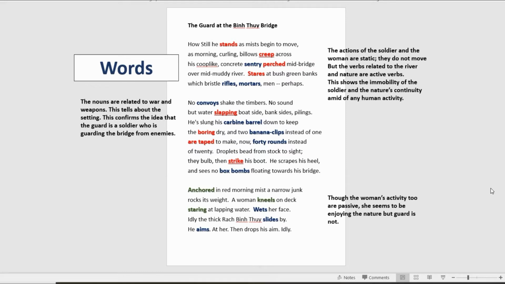We consider the nouns that stand out like sentry, rifle, mortars, convoys, carbine barrel, 40 rounds, etc. Most of them are related to war and military. Those words hint that the poem is connected to war and they sharply stand out from the nature words in the poem. It suggests the effect of war over the man rather than the effect of nature on him. By looking at the words, you have to build an argument and bridge connections with the theme you have found in the poem.